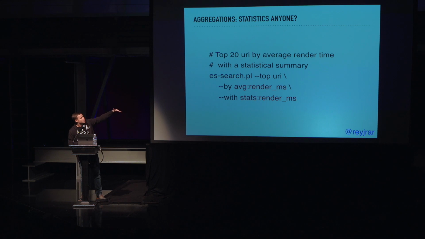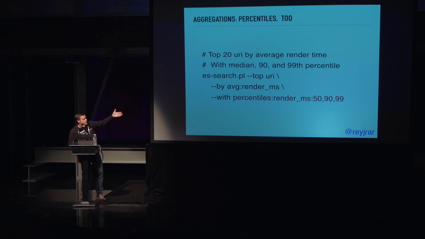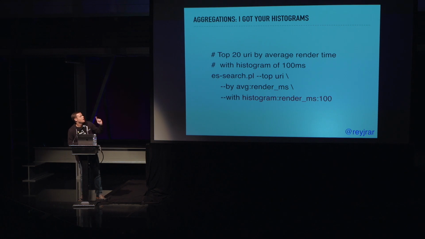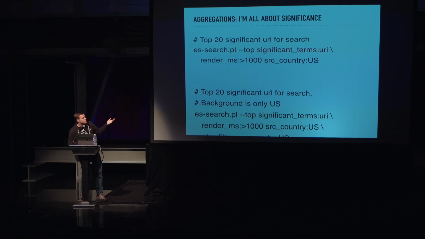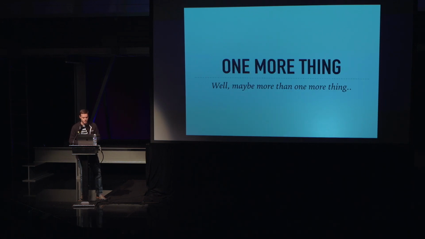You can sort by average render milliseconds to get a statistical overview of everything inside of that bucket. Percentiles are there because some of us use percentiles occasionally. Oh, histograms, got you too. That'll create a histogram with 100 millisecond buckets and give you the output of that. You want to use significant terms instead to be able to introspect some more data out of your cluster. You can do that as well. I'm sorry, this other thing got cut off.